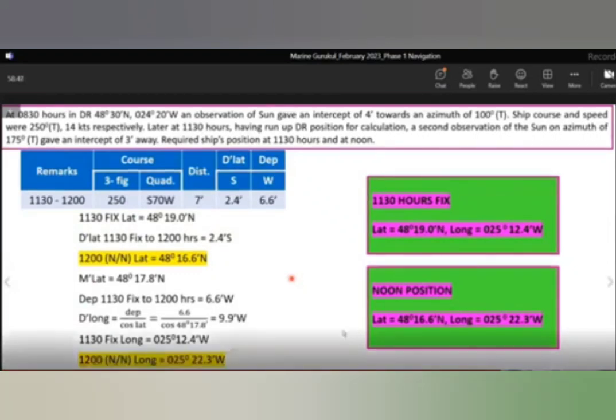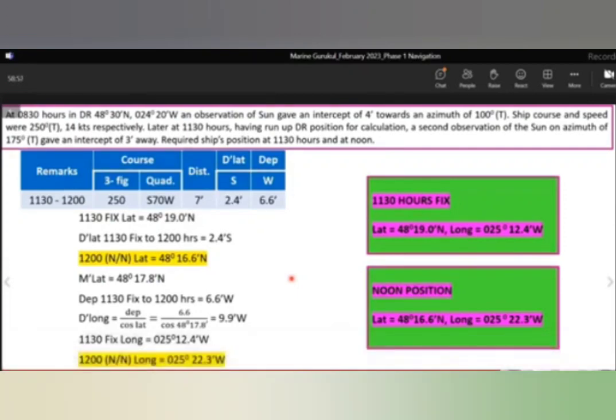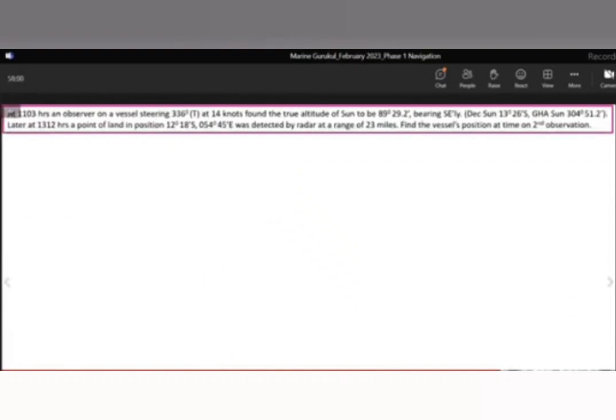Okay beta, great. So let's see one more question now. Be careful on taking a call as to which point needs to be transferred. Now we have a question which involves transfer of position circle.